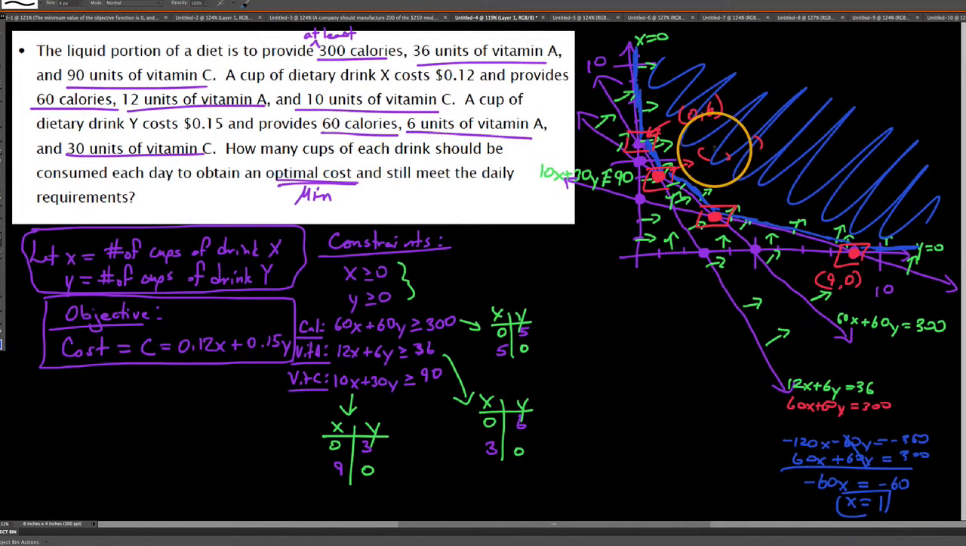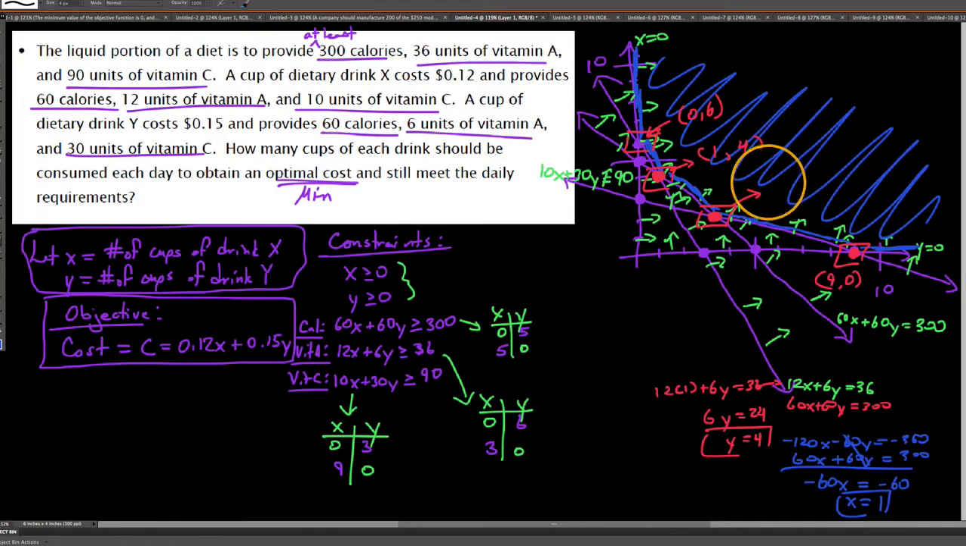And if x is 1 here, we plug this back into one of these equations. It certainly doesn't matter which. Maybe I'll put it into this one. 12 times 1 plus 6 times y equals 36. In other words, 12 plus 6y equals 36. If I subtract 12 from both sides, I get 6y is 24, and y is 4. So our y value here must be 4.